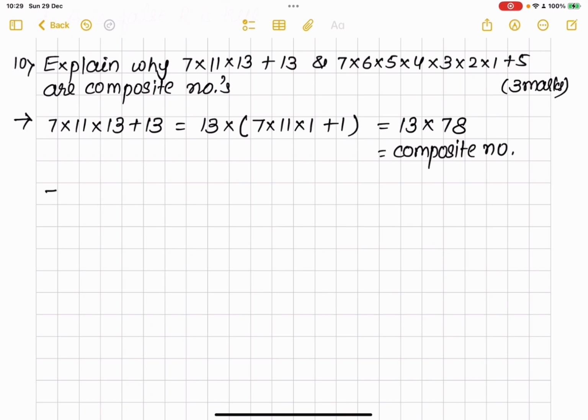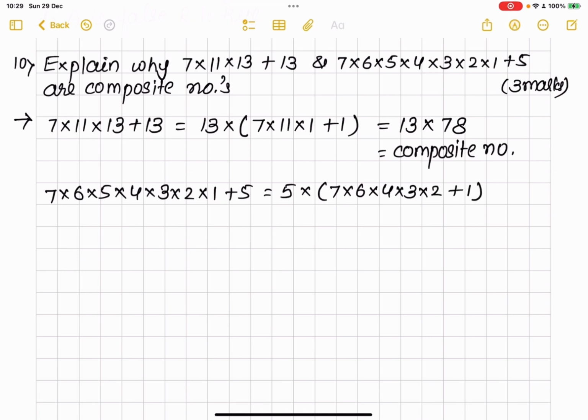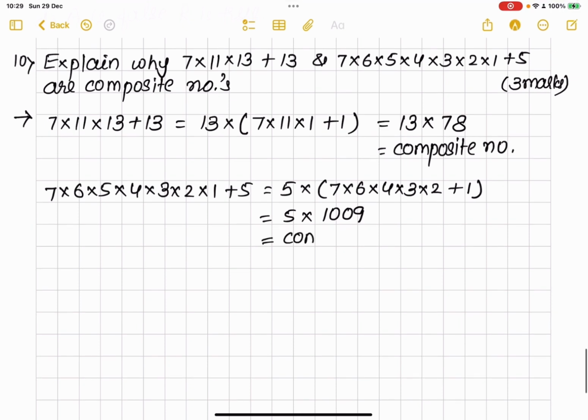And in the same way, if I do it for 7 into 6 into 5 into 4 into 3 into 2 into 1 plus 5, if I take 5 common out, I will have 5 into (7 into 6 into 4 into 3 into 2 plus 1). So that will be 5 into 1009. So here this number also will be composite. Thus, both the numbers are composite numbers.